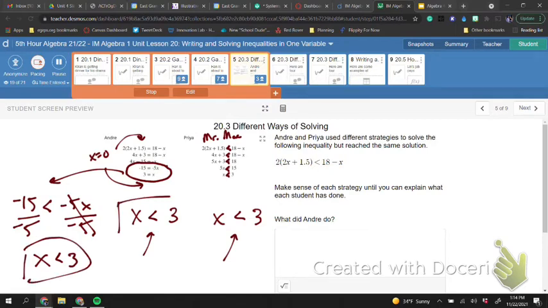Notice they're all the same. Wait, that's the exact. No, because I moved X to the left. Oh, yeah. Check it out. Open to X, close to X.